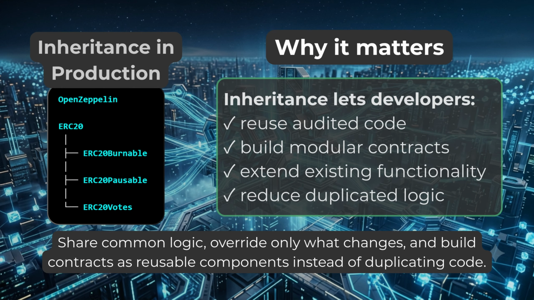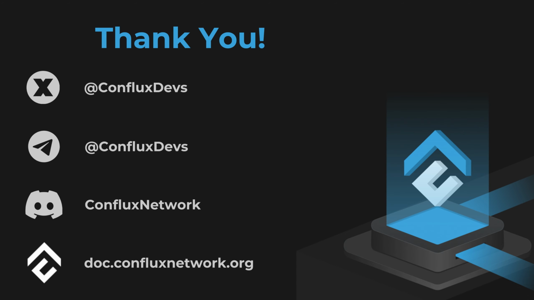And in production, you'll see this everywhere. ERC20 bases, Ownable, Pausable modules. Inheritance is how teams reuse battle-tested code. Share what's common, override what isn't, and keep each contract focused on what makes it different. Get comfortable with virtual, override, and super. Once you do, reading and extending libraries like OpenZeppelin becomes much more natural.